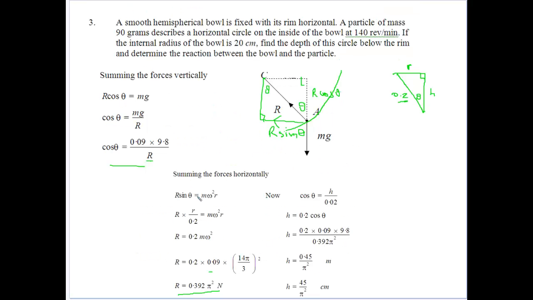So there's the first few problems. Notice what we're doing. We're getting these forces, summing them horizontally, we're summing them vertically, and we're using our ideas and our formulas to actually solve the problems that we need to, getting the values of the forces, or heights or radii, whatever we need in these situations.